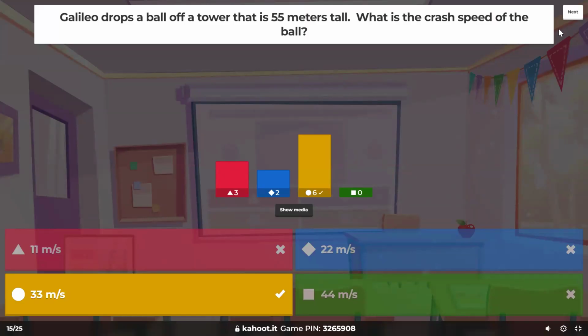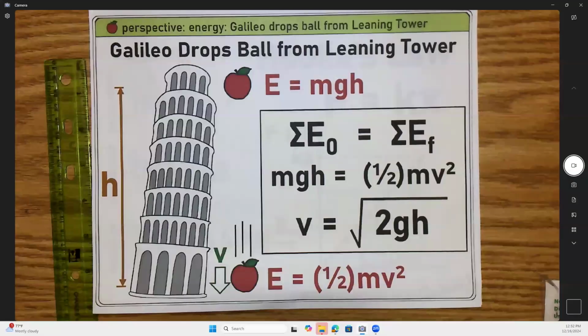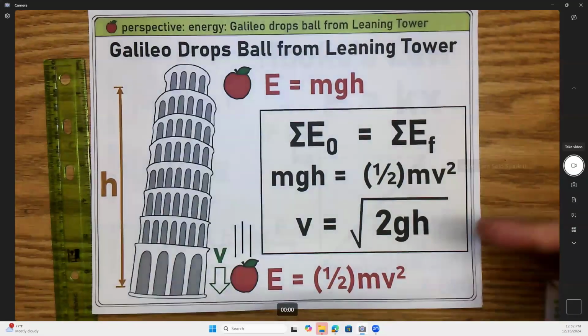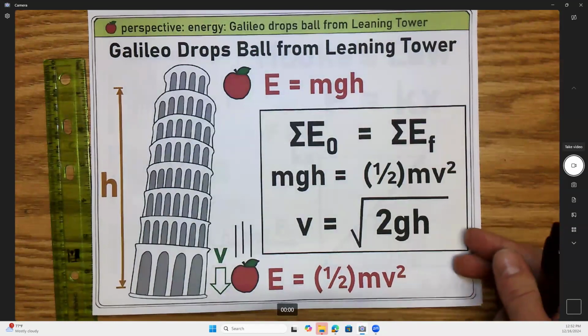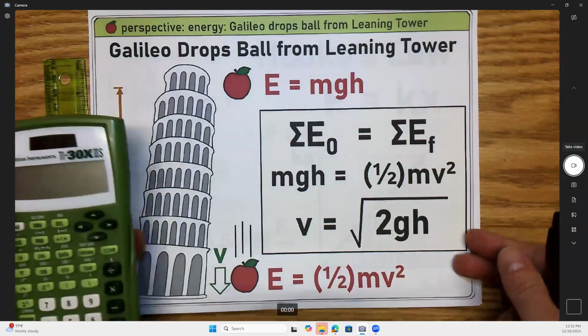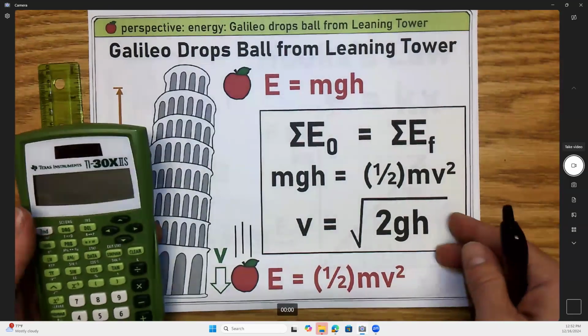All right, so square root of 2gh. Let's look at that one too. This is one that keeps coming back over and over. Next semester, we're doing fluid mechanics, the Bernoulli principle. This will come back again. It'll be the same answer: the speed of anything you drop off a tower.